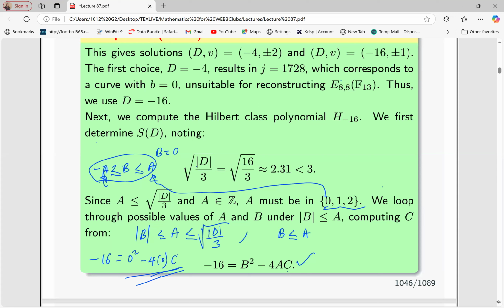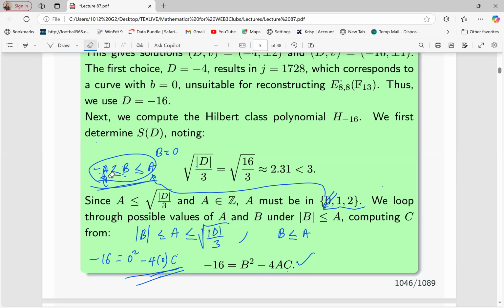So since we cannot get C, it means A cannot be 0. Because if A is 0, it has forced B to be 0 using this range, because B must be in the range negative A to A. But A is 0, so B is also 0. And if B is 0 and A is 0, we are unable to get C. So A cannot be 0. We've disqualified 0 from being an option.